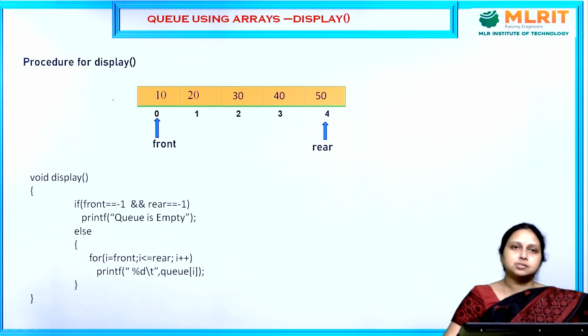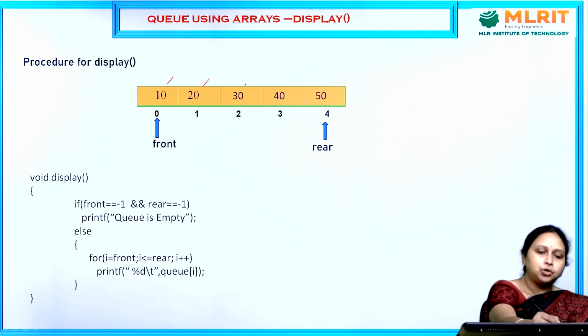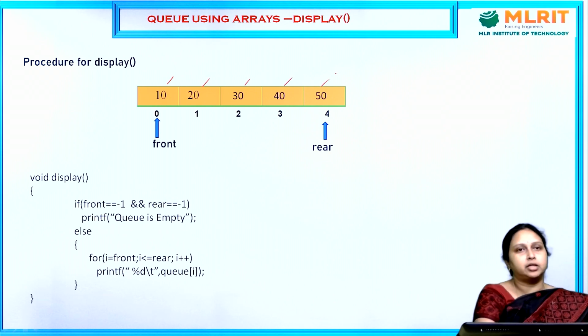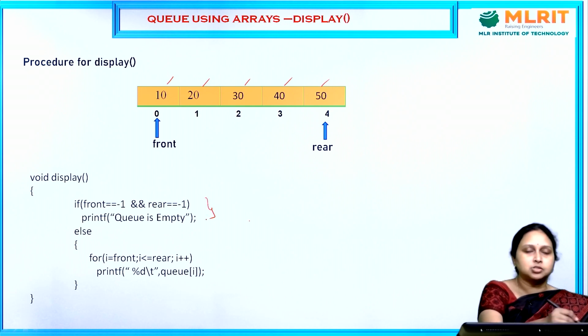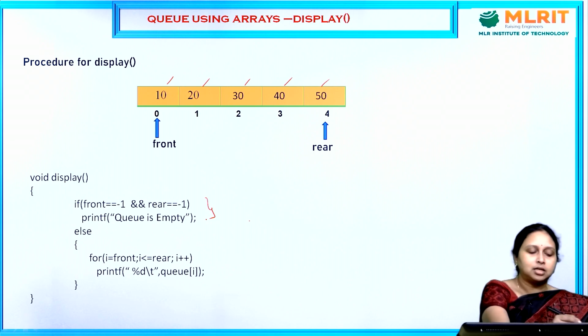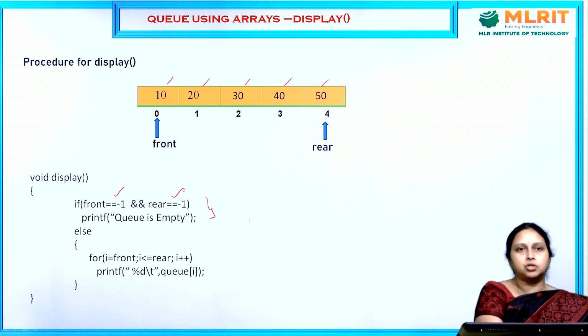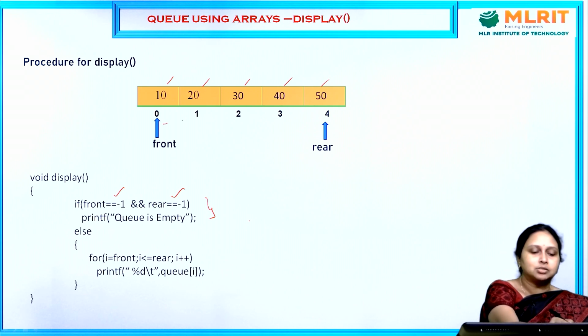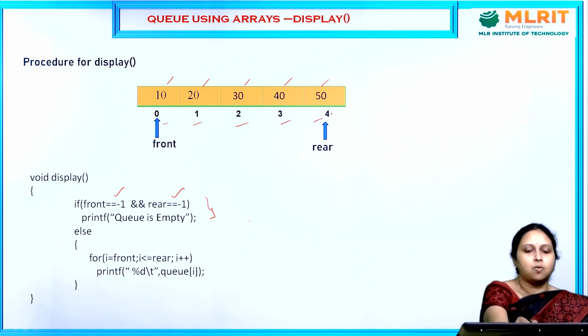And last is display. If I want to display all the elements in my queue, 10, 20, 30, 40 and 50, first I need to check whether my queue is empty or not. If it is empty, the condition is front equal to -1 and rear equal to -1. If it is not the case, I need to traverse through the indexes and display all the elements in the queue. And how can this be done?